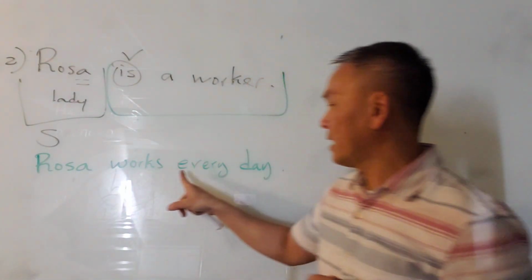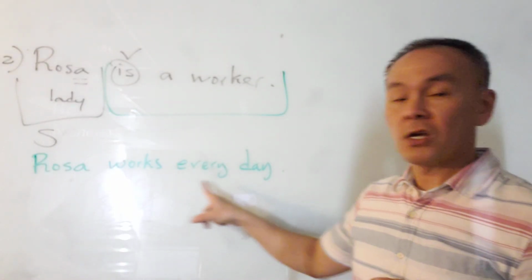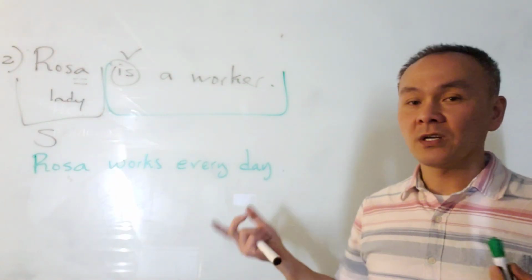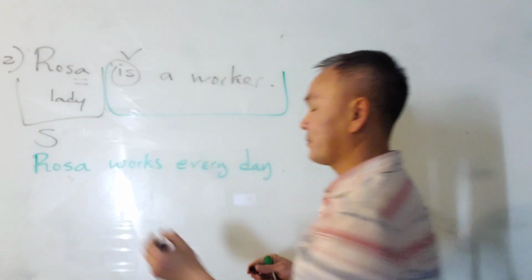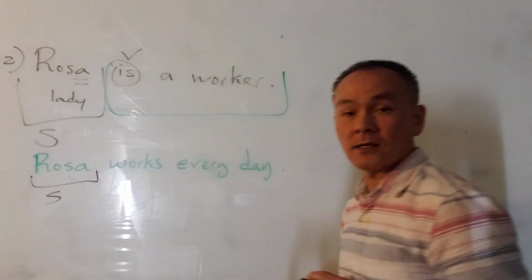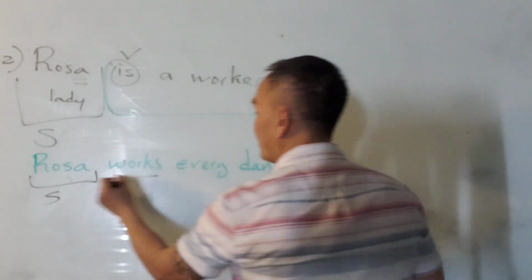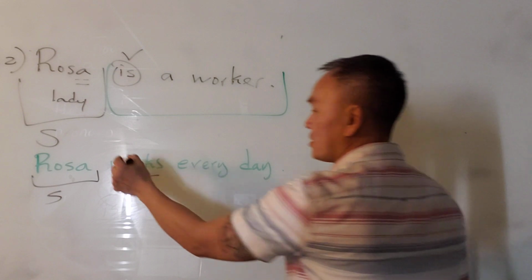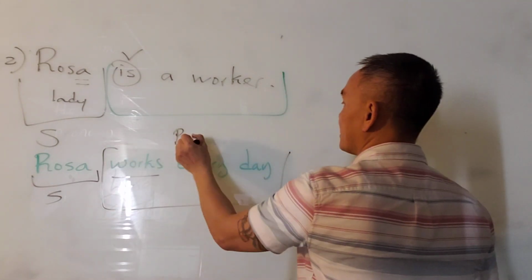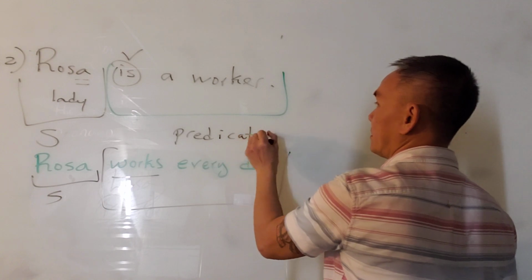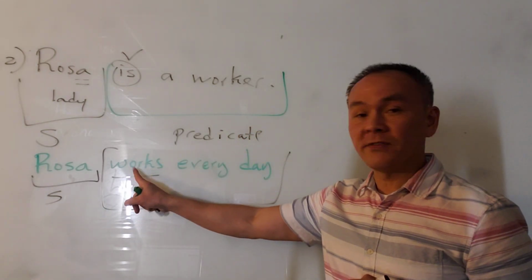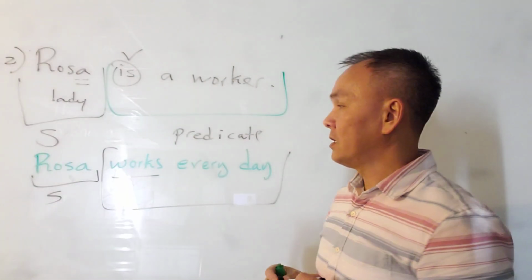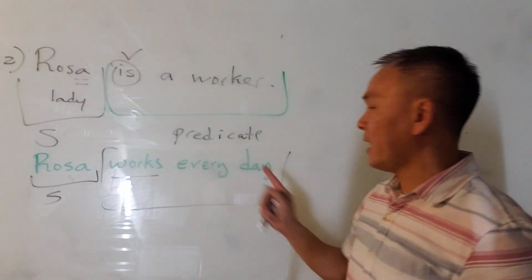Rosa works every day. When does she work? She works every day. Who is the subject? Rosa. What is the verb? Works. When? Every day. So the predicate is this. Okay? The predicate begins with the verb. So, Rosa works every day.